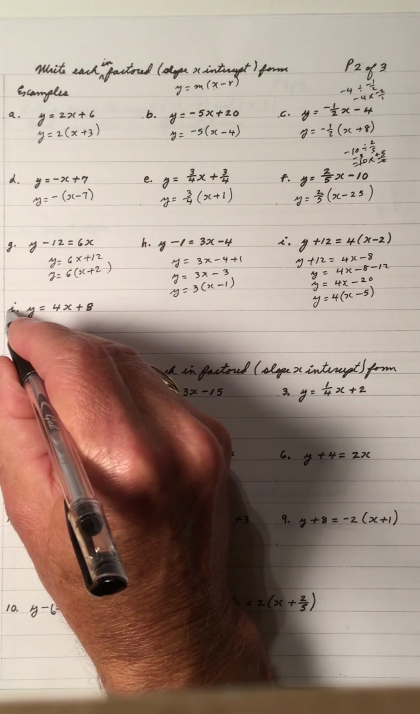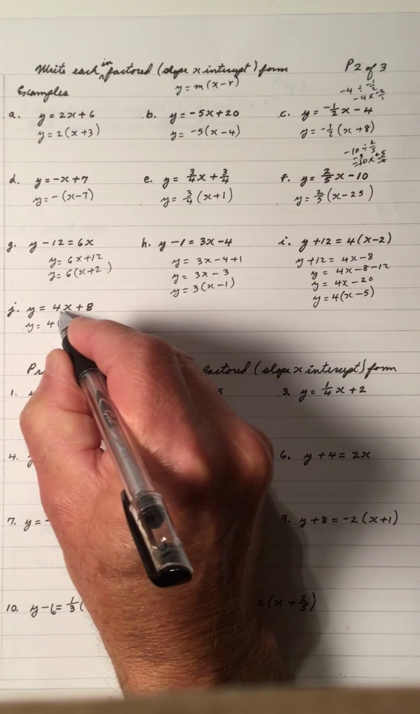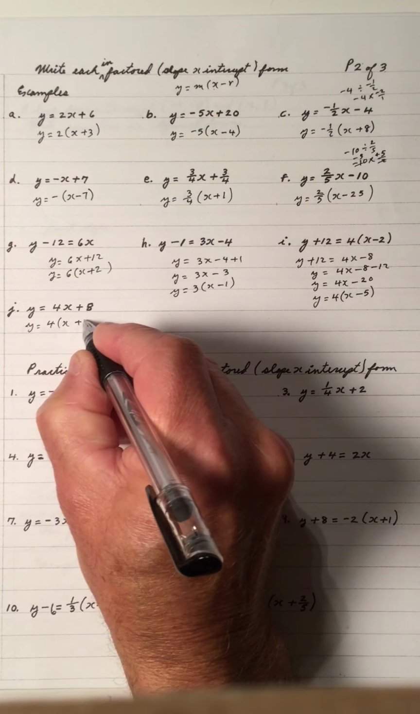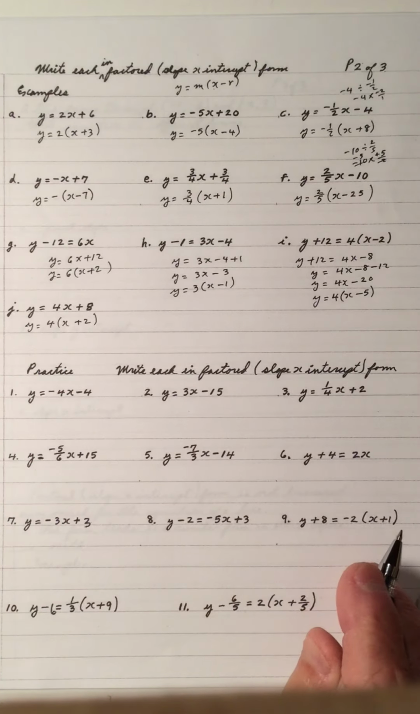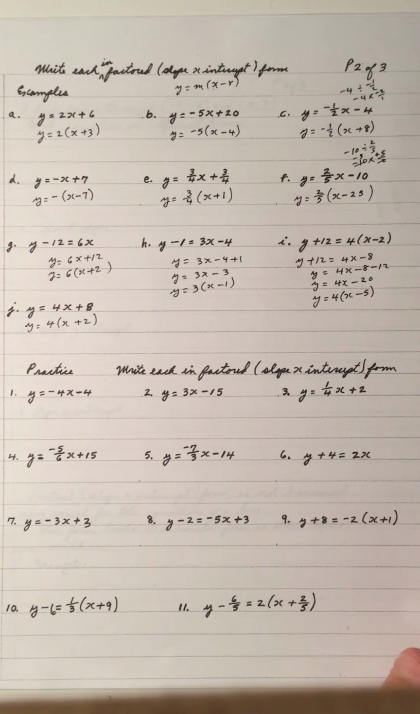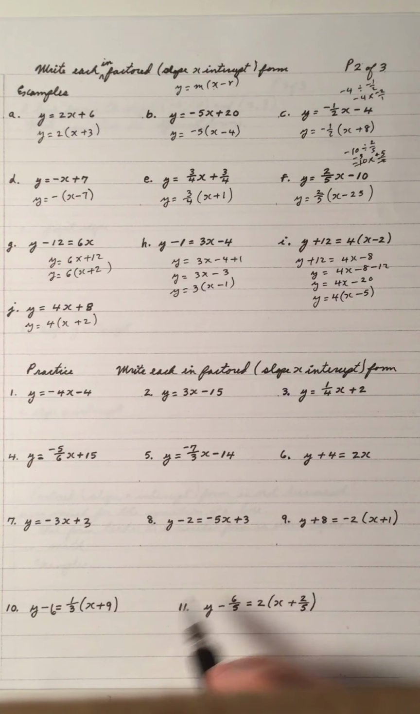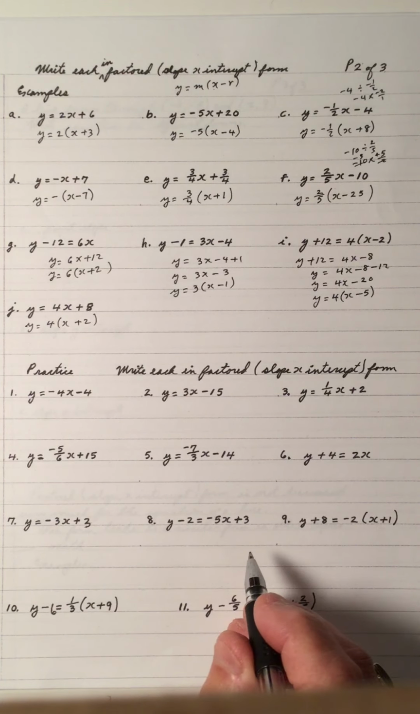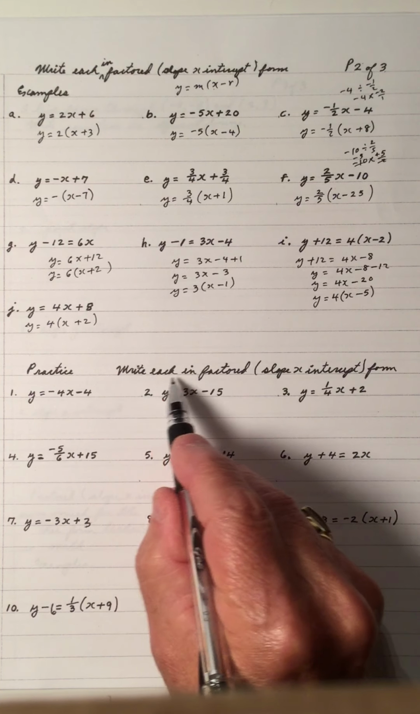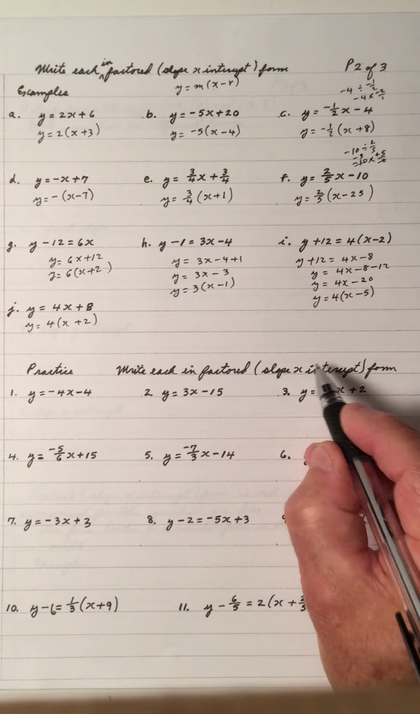And number J, factor out the 4. 4x divided by 4 is x. 8 divided by 4 is 2. Now I have a few of these done, so now it's your turn if you wish. Practice means pause the video and work these out and play it back to see if you're right. Write each in factored, or what we call the slope x-intercept form.